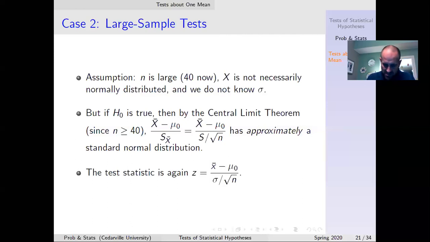Test statistic, again, oops, that's a typo. This should not be sigma since I don't know it. What should be here? It should be S, the sample standard deviation. Sample standard deviation should be down there. All right, so again, same kind of setup. The only difference is you don't know the standard deviation of the population. All you know is the one from the sample that you just took. All right, so that's the setup.